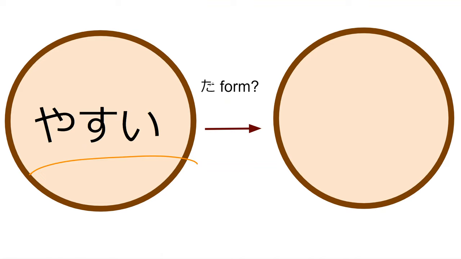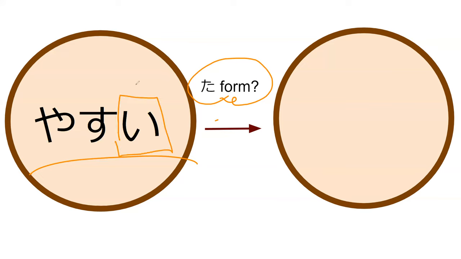Yasui is cheap or easy. It can have both those meanings, correct. Theoretically, easy and cheap do actually have different kanji, but there's no kanji here, so both of those meanings could be correct. Now, do you remember how to make things into ta form? This was the first thing we talked about today.